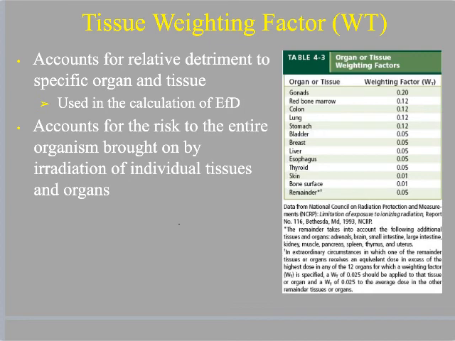So not only do we need to think about a radiation weighting factor, we need to think about a tissue weighting factor, right? And so what we're driving at now is towards that effective dose, where we can actually calculate how this radiation affected the patient's body and all the various systems it interacted with, right? So this is trying to account for the risks to the entire organism brought on by irradiation to all the various tissues inside the body.